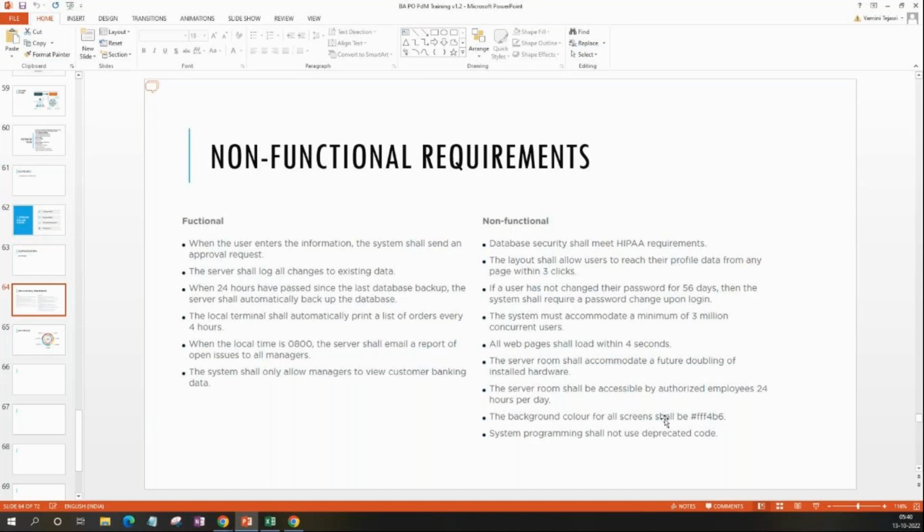But if you have this color, it would be more pleasant, right? And yeah, system programming shall not use deprecated code, meaning all the code that is there should be cleaned up, and there should not be any deprecated code. What happens if there is deprecated code? Things will still work, but the performance will reduce. Okay, so these are a few examples of non-functional requirements.